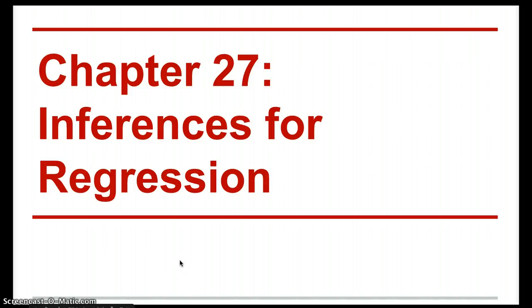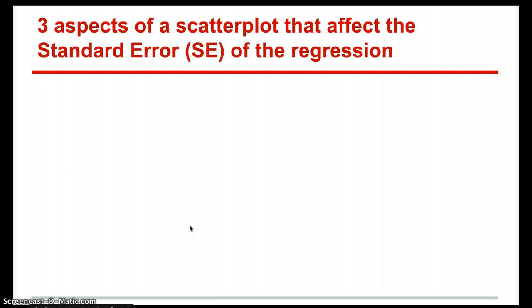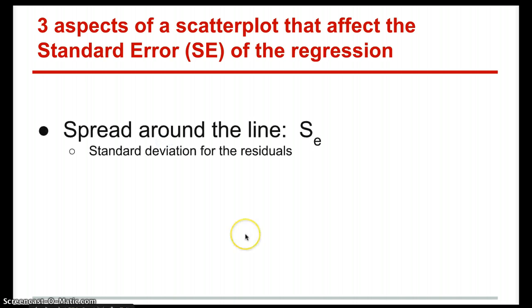Okay, so what we're going to do today is talk about inferences with regression, and continue. There are three things you should know that will affect the standard error, the SE, of the regression. The first is the spread around the line, which is just the standard deviation of the residuals. The farther things are from the line, the larger the standard deviation is going to be.